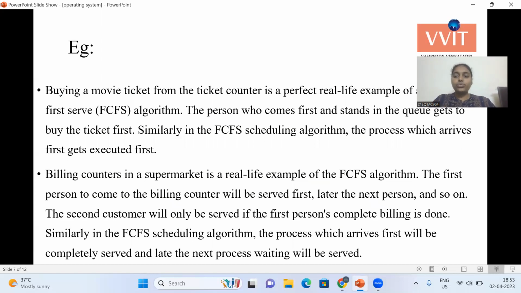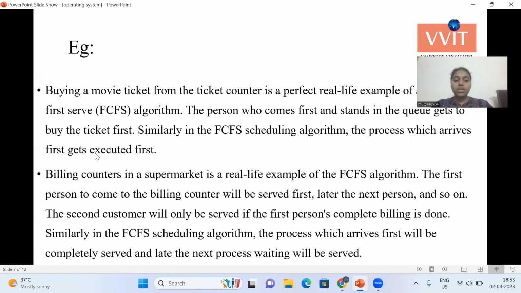Where do we use these scheduling algorithms? Buying a movie ticket from the ticket counter is a perfect real life example of this algorithm. The person who comes first and stands in the queue gets to buy the ticket first. Similarly, in the first come first serve scheduling algorithm, the process which arrives first is executed first.